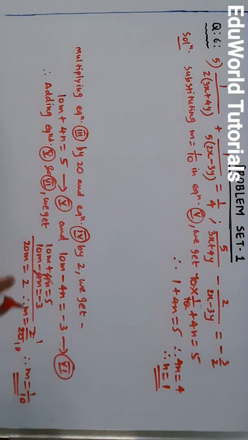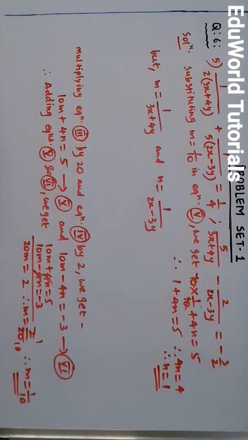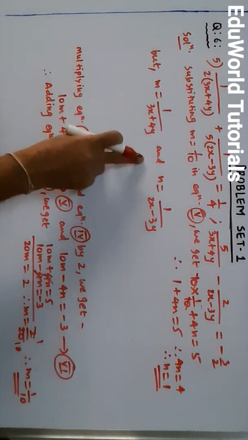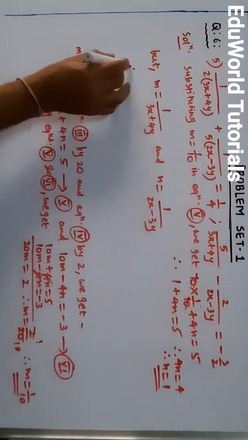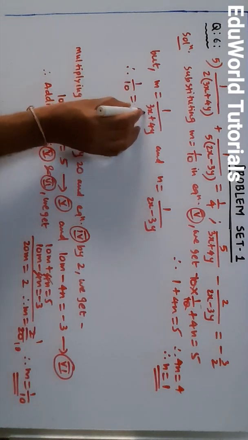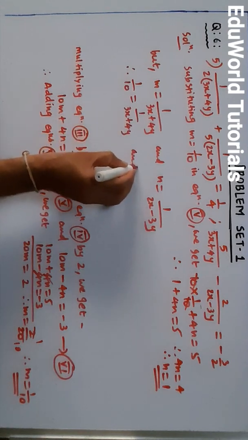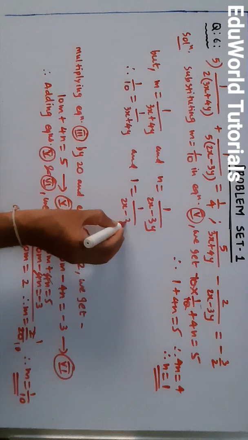But we know what exactly m is and what exactly n is. So we write that now. So we write, but m is 1 upon 3x plus 4y and n is 1 upon 2x minus 3y. In the beginning of the sum we have written this. So value of m we got 1 upon 10. So 1 upon 10 is equal to 1 upon 3x plus 4y. And n is 1 we got here. So 1 is equal to 1 upon 2x minus 3y.